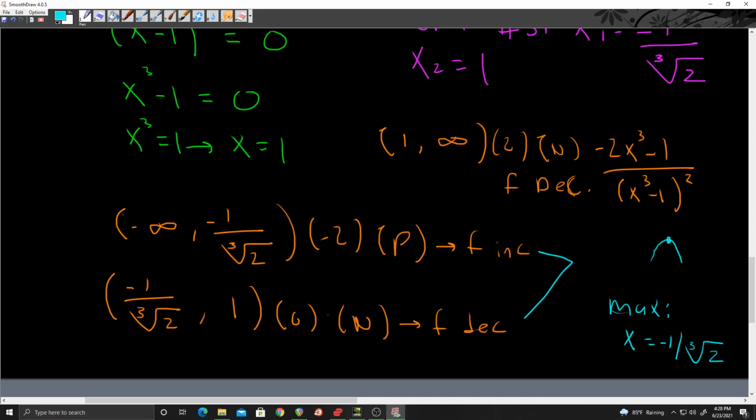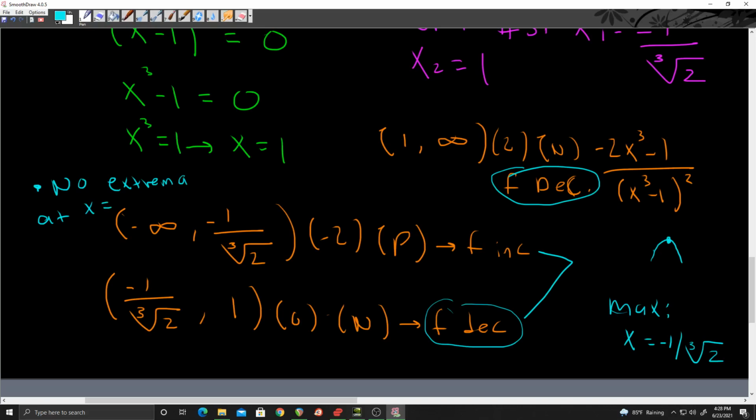And now let's look here. Here we went from decreasing to decreasing. So there was no change. What that tells us is that we have no extrema at x equal 1. And by the way, we have a name for that. We call that a saddle point. It's more evident in 3 dimensions why we call it a saddle point. But for now, let's just remember it's called a saddle point.